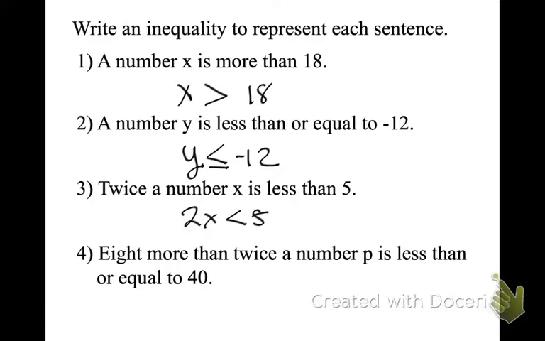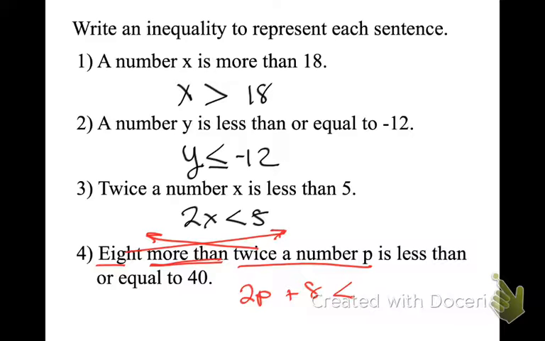Perfect. And the last one, I want everybody to jot down the translation on your own paper for number four. Go. Write it down. Pause the recording. Okay, now check your work. Notice we have 8 more than twice the number P. That would be 2P. We're going to crisscross our terms. Plus 8 is less than or equal to 40. Okay, questions?